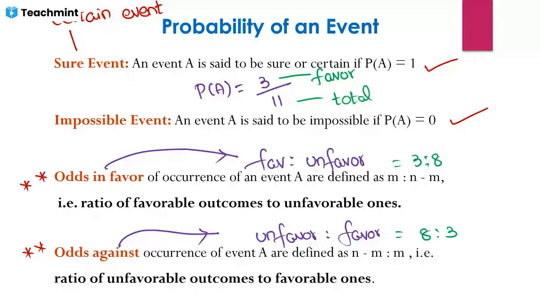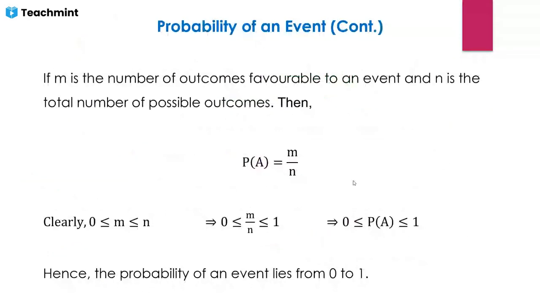They're asking in this model as well. Odds in favor, odds against related questions also they are focusing on. So odds in favor is favor out of unfavor, whereas odds against is unfavor to favor. Hope you understand this. Let's move to the next question. Favor to unfavor, unfavor to favor. Yes, we discussed probability lies from 0 to 1, not between, lies from 0 to 1.